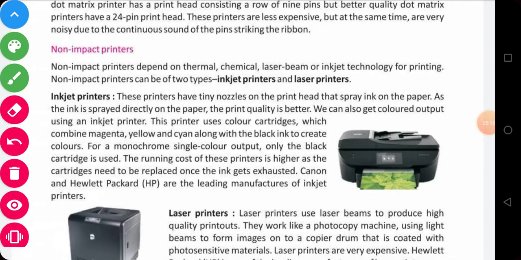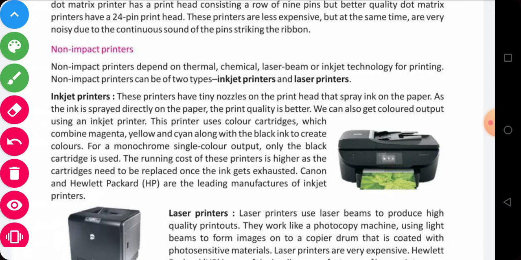Inkjet printers have a cartridge which prints colored as well as black and white. The major manufacturers of inkjet printers are HP and Canon. This printer has tiny nozzles on the print head that spray ink on the paper. As the ink is sprayed directly on the paper, the print quality is better.